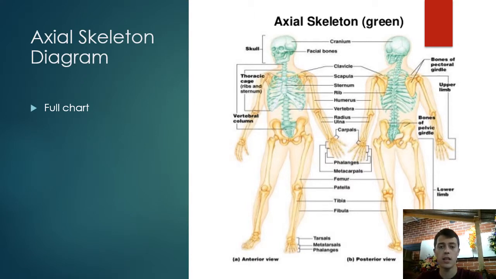As you can see, this is the axial skeleton: the skull, the spinal column, all the way down to the sacrum and the coccyx, not the pelvic, I apologize, and then the rib cage. You have the upper 7 connected to the sternum, which are called true ribs, and the other 5 are called false ribs. Ribs number 11 and number 12 are called floating ribs because they don't connect to anything.